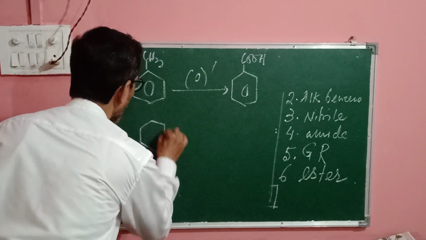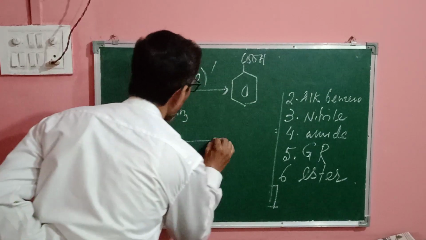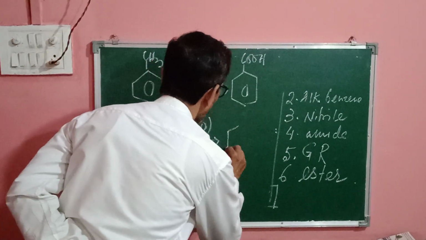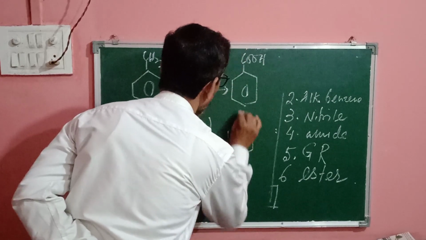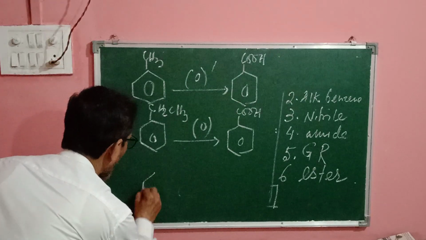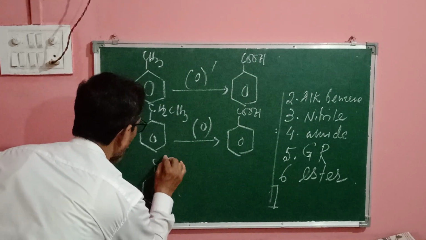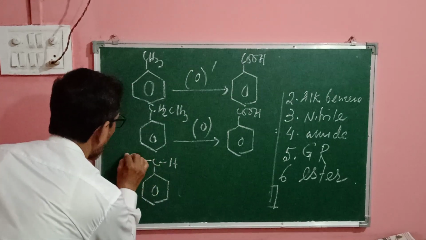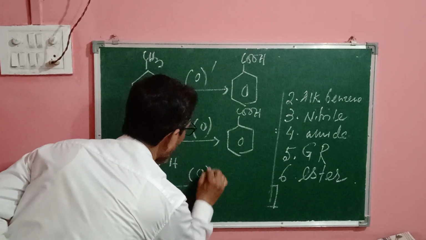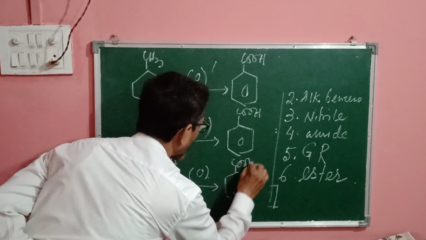Again, if you write it in this way, ethyl benzene, again with KMnO4 and potassium hydroxide, you are getting carboxylic acid. But one more example I am showing you. If it is like this, with two CH3 groups, again you are getting the same benzoic acid.